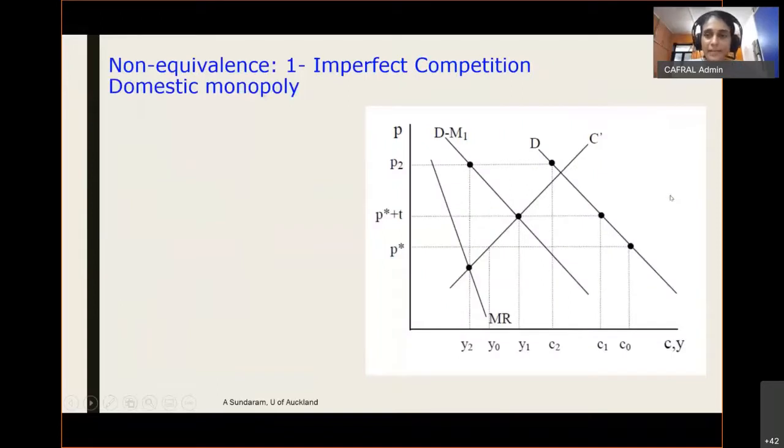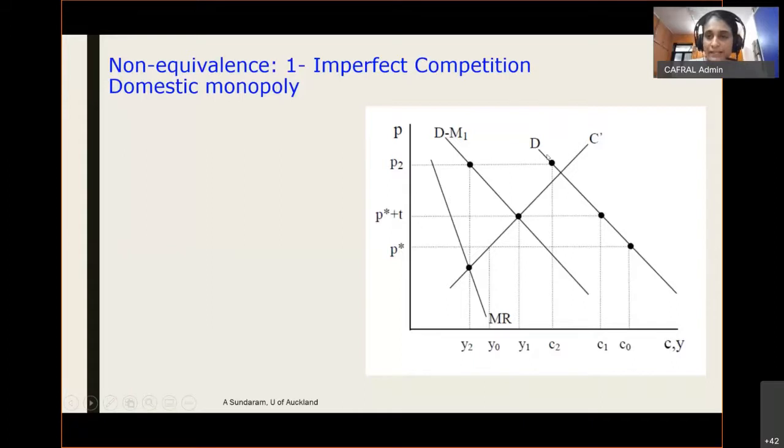Okay. The other place where it is not a good idea to have a quota, again, as I said, tariff is always the best, is when you have imperfect competition in the market. So when you have a domestic monopoly, then the quota is not as good as a tariff. So here we have a demand curve. Suppose this is the Indian market, downward sloping demand, upward sloping marginal cost. Okay? And this is the marginal revenue curve, right?